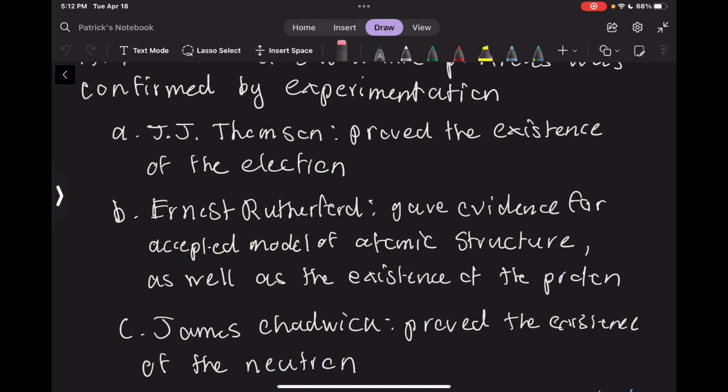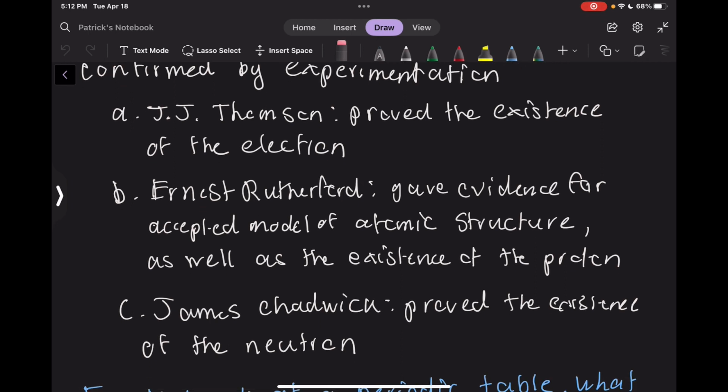Let's begin with J.J. Thomson. His experiments proved the existence of the electron, the negatively charged subatomic particle. Ernest Rutherford gave evidence for the existence of the proton, the positively charged subatomic particle. Besides that, he also gave evidence for the currently accepted model of atomic structure, the idea that an atom is composed of a nucleus with electrons orbiting around it. Last but not least, James Chadwick was instrumental in proving the existence of the neutron, this one subatomic particle that does not have any electrical charge.